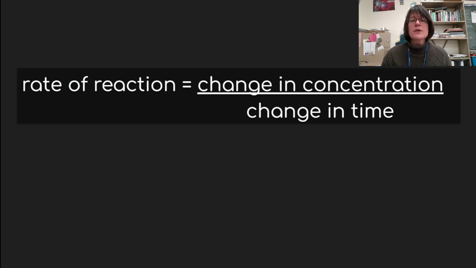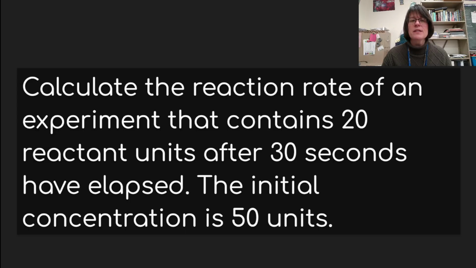With this concentration, we can also use a formula. The rate of reaction equals the change in concentration over the change in time. A problem we might see with this is: calculate the reaction rate of an experiment that contains 20 reactant units after 30 seconds have elapsed. The initial concentration is 50 units.